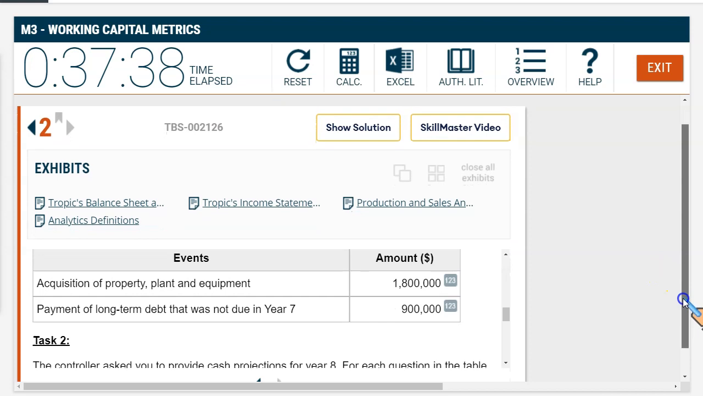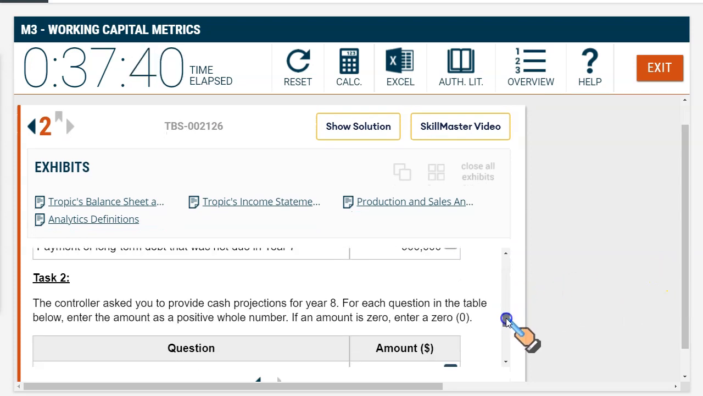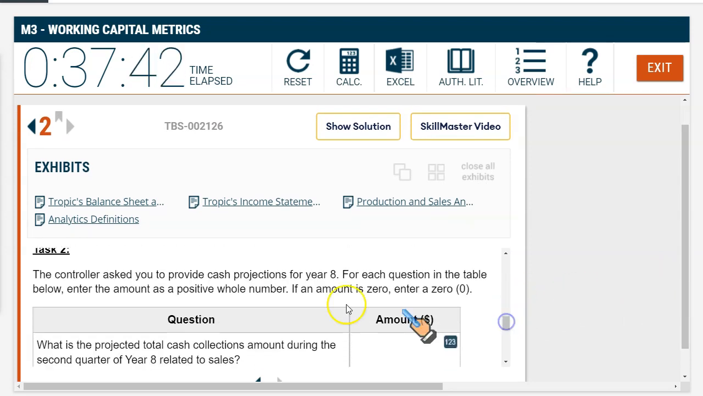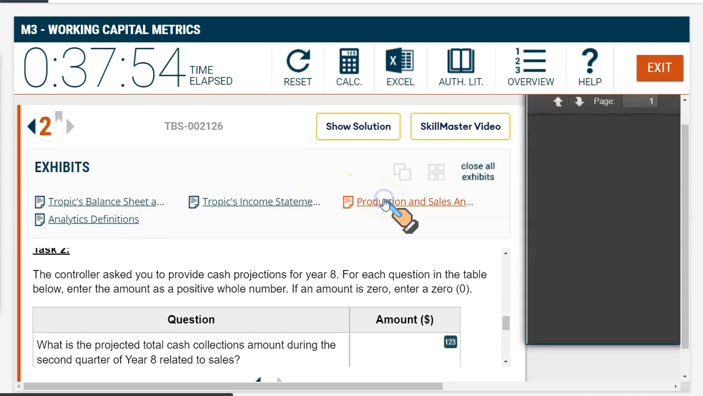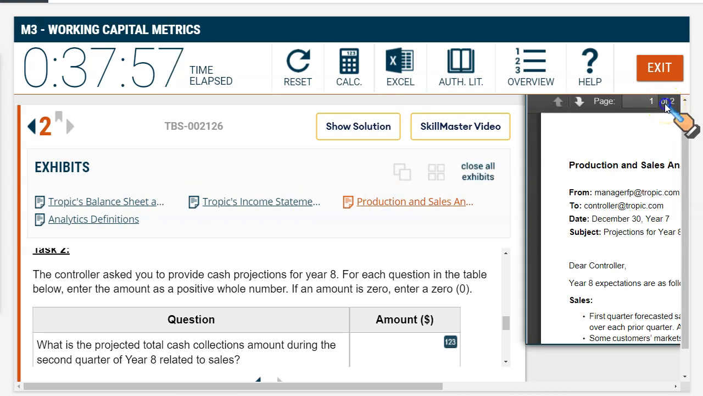What else do we have? We have now the task 2. The controller asks you to provide cash projections for year 8. For each question in the table below, enter the amount as a positive whole number. If an amount is 0, enter 0. For this, we don't need anything else. We need production and sales analysis. Here we will have our projections for the period. So let us bring it in front.